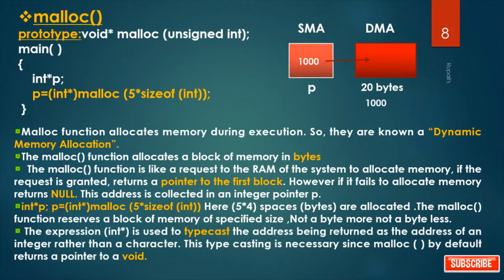The expression int star is used to typecast the address being returned as the address of an integer rather than a character. So it is an address of an integer. That's why you have to write int star. If it is the address of a character, then you have to write char star in this way. This typecasting is necessary since malloc by default returns a pointer to void.